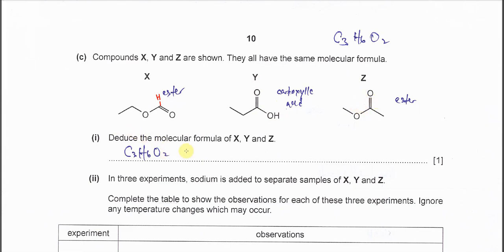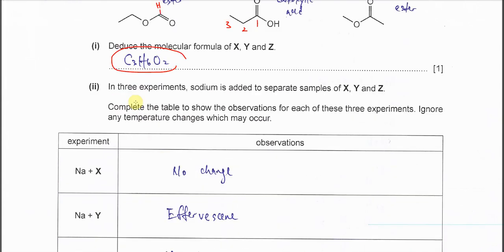Okay, deduce molecular formula of X, Y, Z. Okay, told you already, C3H6O2. Okay, just use one example here. Okay, C 1, 2, 3 carbon. Hydrogen is 1, 2, 3, 4, 5, 6. Oxygen's 2.